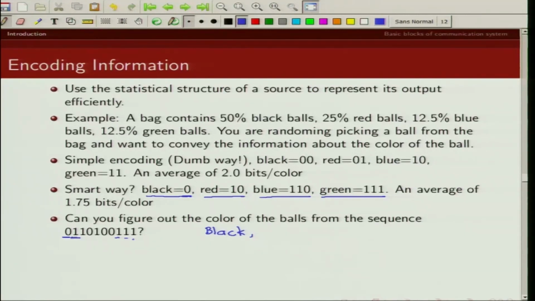So next bit is 1 1. Now which code word, which color has code word starting with 1 1? Blue has 1 1 0 and green has 1 1 1. So let us look at another bit. So this is 110. So what is 110? That's blue.